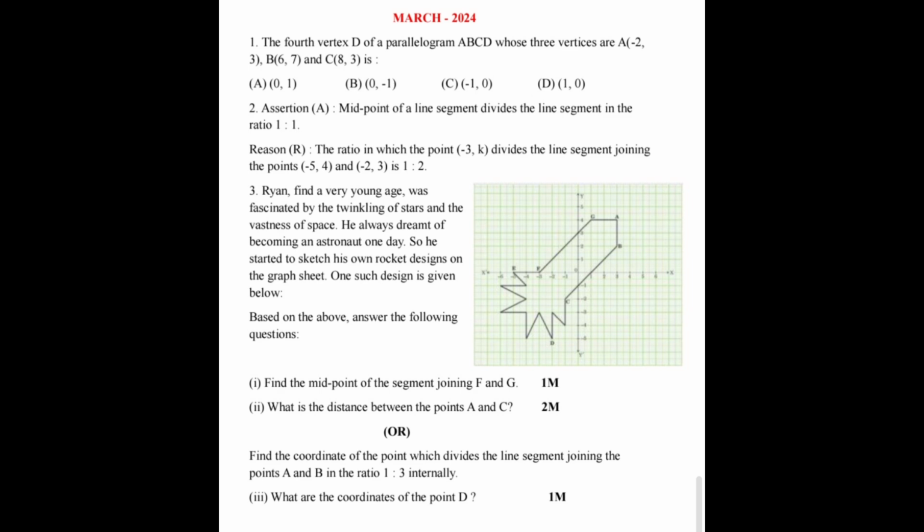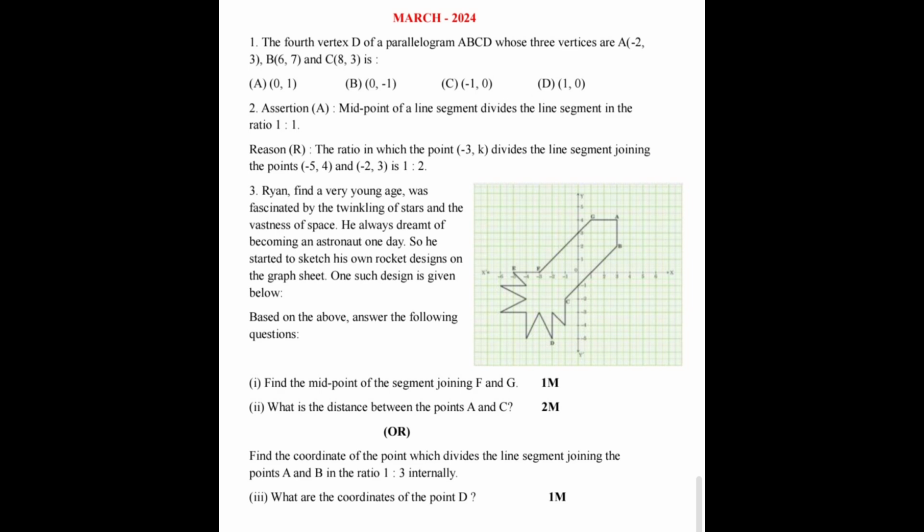Next question, assertion and reasoning. The midpoint of a line segment divides the line segment in a 1:1 ratio. The second statement is about the ratio in which a point divides the line segment joining two points. The first one is about the midpoint and in the second some ratio is given. Both are correct, but it's not the correct explanation. You can solve and check the question.